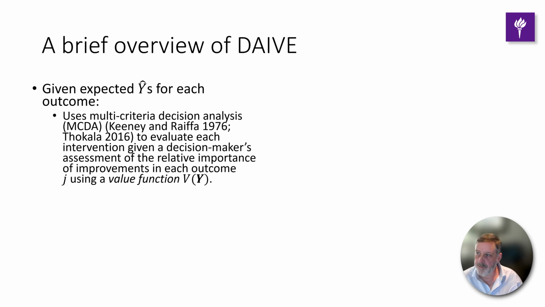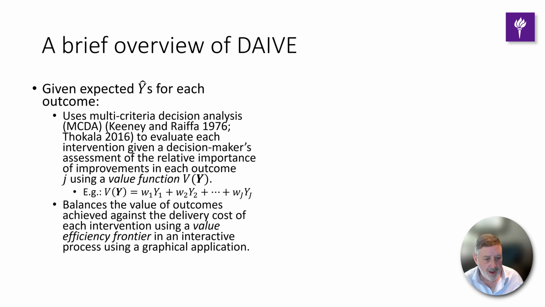How you weigh the relative importance of achievements in those outcomes can be expressed using what we call a value function. And perhaps the simplest and, it turns out, a very robust form of value function is a weighted linear value function, where you may have to rescale those outcomes to be on a comparable scale, but then we assign decision weights to each of the outcomes and come up with a composite value function for a composite endpoint. This then is used to balance the value of those outcomes achieved against the delivery cost of each intervention using something that we are calling the value efficiency frontier.